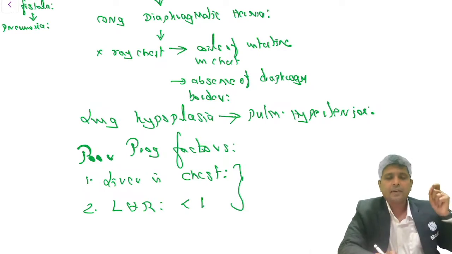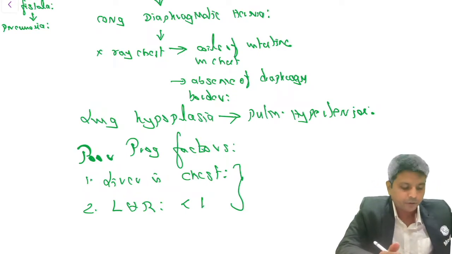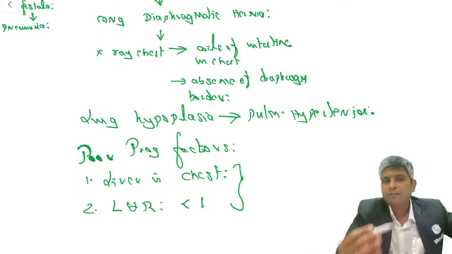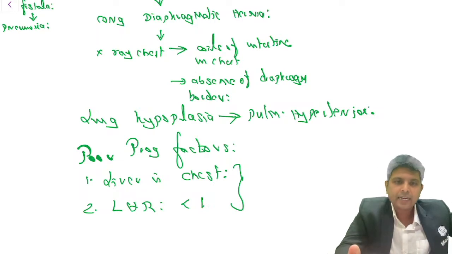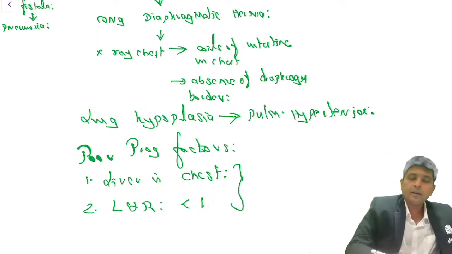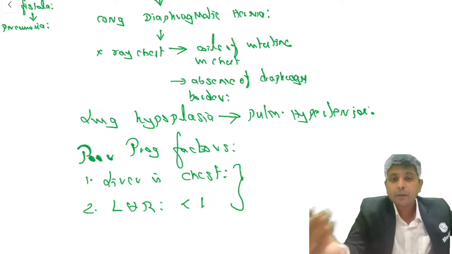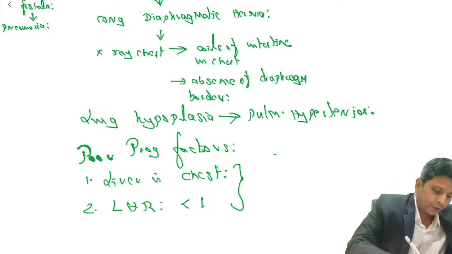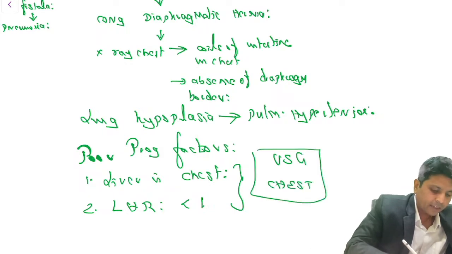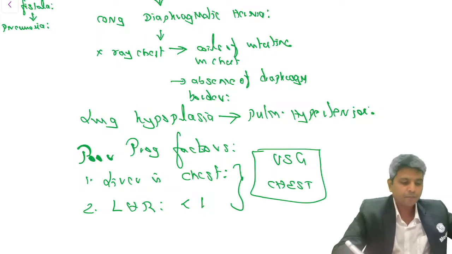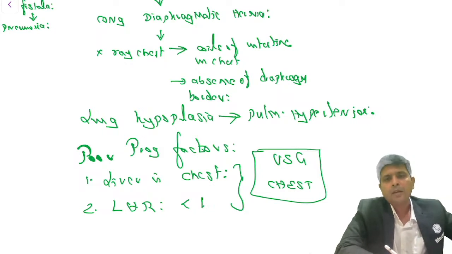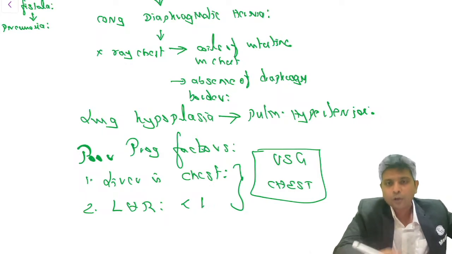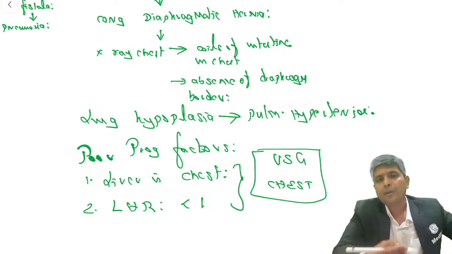Whenever the mother asks whether my child will be doing well or not, you need to look for presence of liver in the chest and you need to look for lung head ratio less than 1. And remember, apart from X-ray chest, even before taking a CT chest, take a USG chest. Nowadays, USG chest has been used like anything and it is replacing your CT chest. When you take a USG chest, the intestinal columns will be well visible and also the diaphragm outline, whether it is visible or not, you can see.